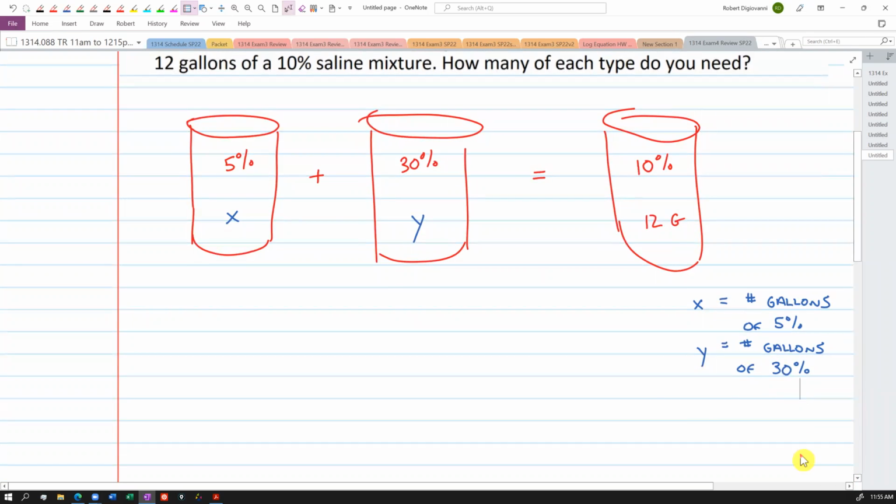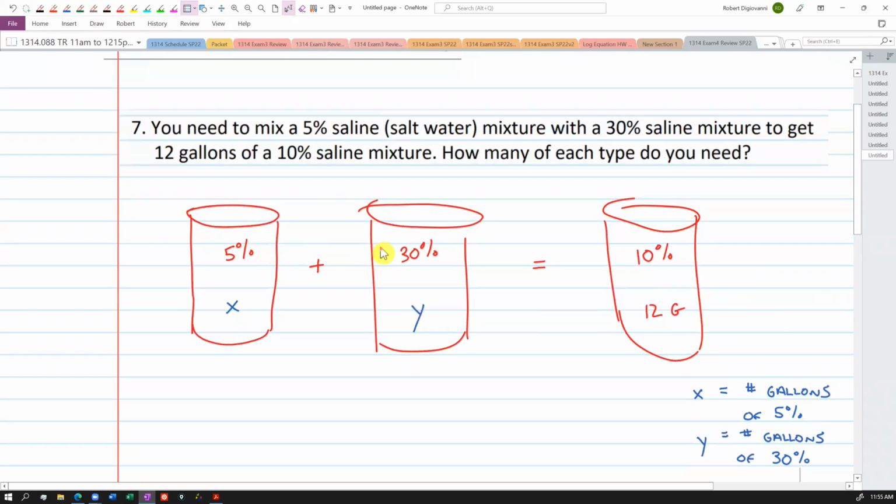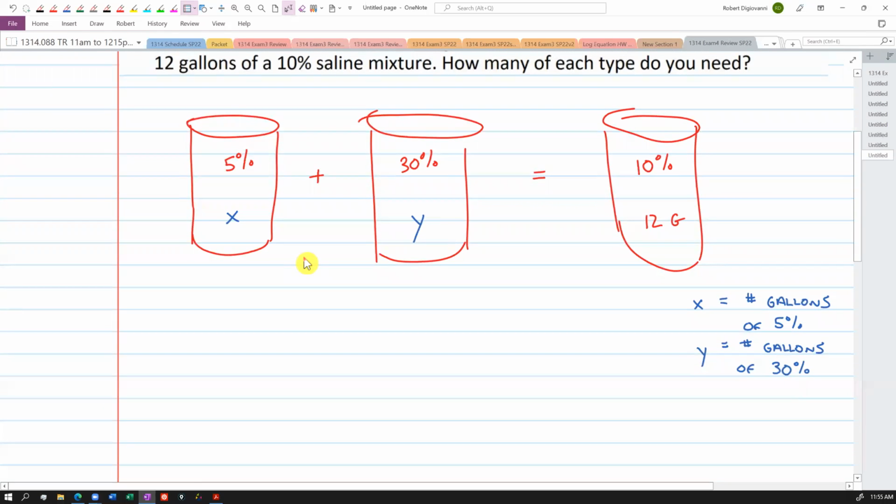What do y'all think? Just what is your intuition telling you? If I'm mixing a 5% saline solution and a 30% and I need to get a 10%, am I going to have more of the 5 or more of the 30? If I need 12 gallons, you think I'm going to need more 5, right? What if we did half and half? What if we did 6 of each? I think that would probably be too strong. Like the percentage would be too high, right? Because 10% is closer to 5 than it is to 30. I'm just trying to get you to think through this. All right, is there any equation I can set up right now?